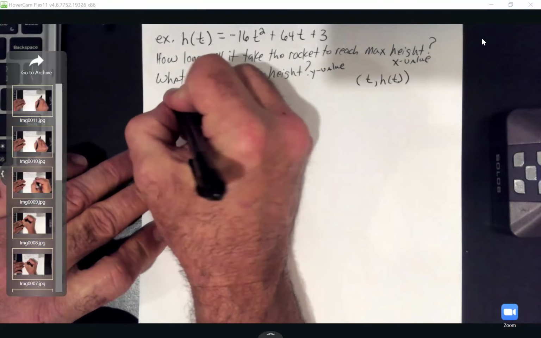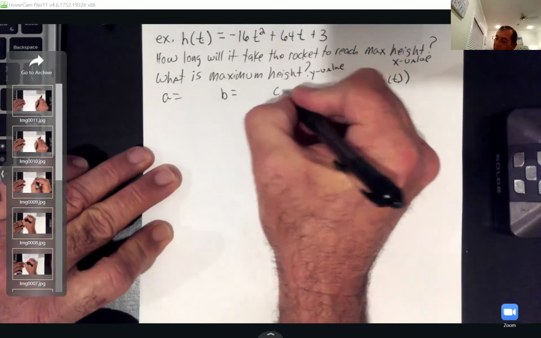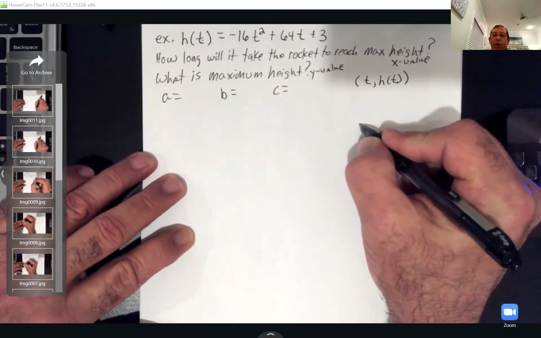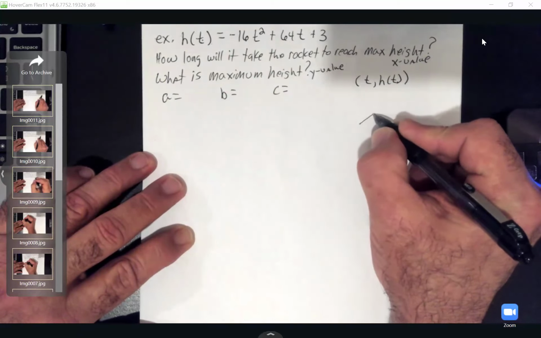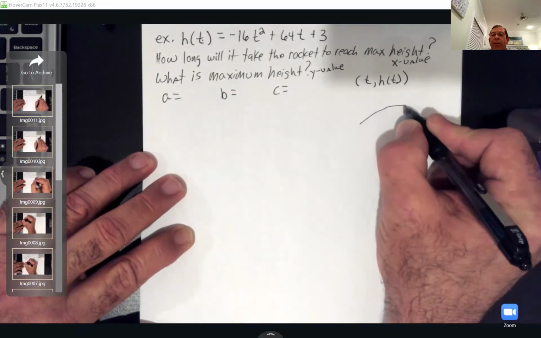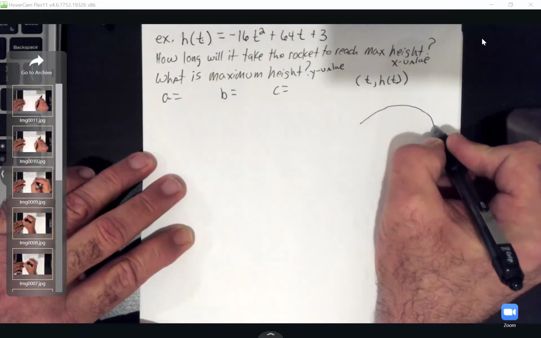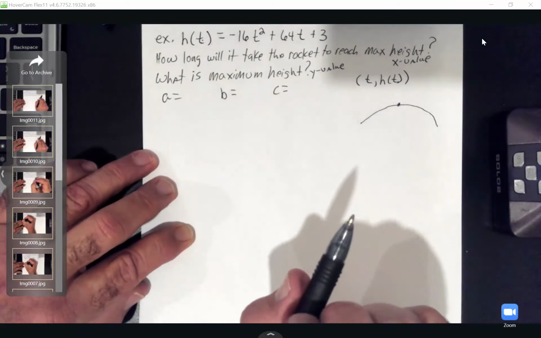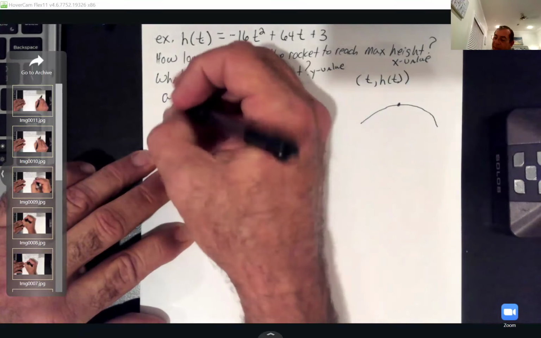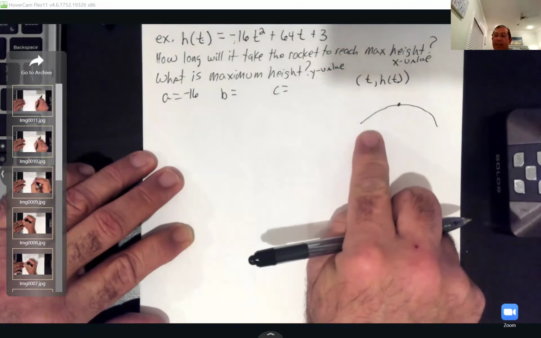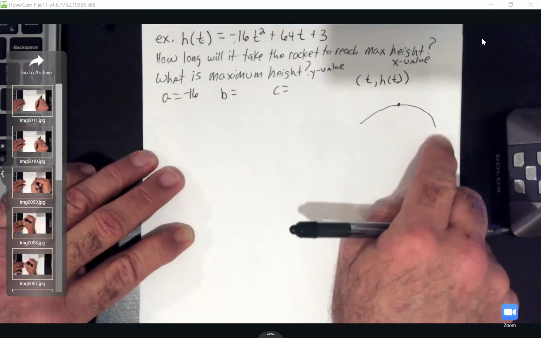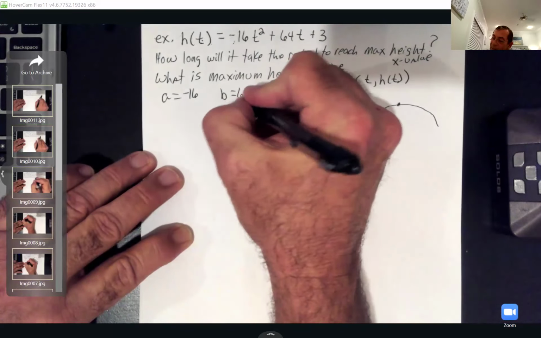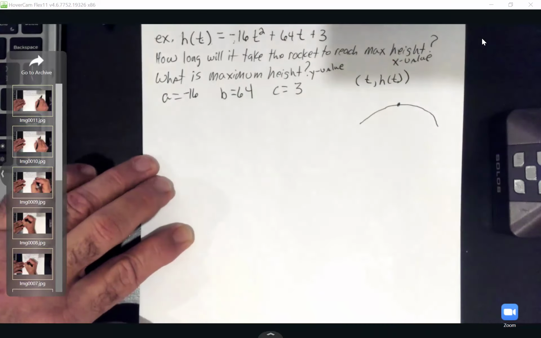So y'all, let's find A, B, and C. Because what they got, when the rocket is being shot off, the rocket's going to start at 3 feet. It's going to go up, up until it reaches a maximum height. Then it's going to come back down. So we're still basically looking for our vertex on this. So let's see, A is -16. And that makes sense. Negatives have a maximum. And we're looking for a maximum height. B here is 64. And C is 3.